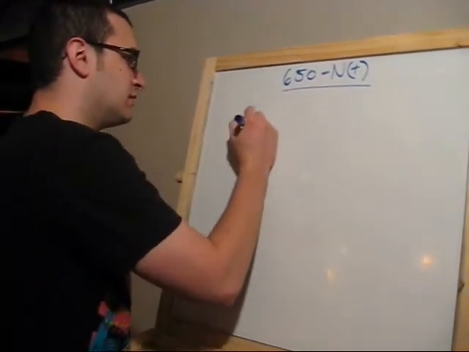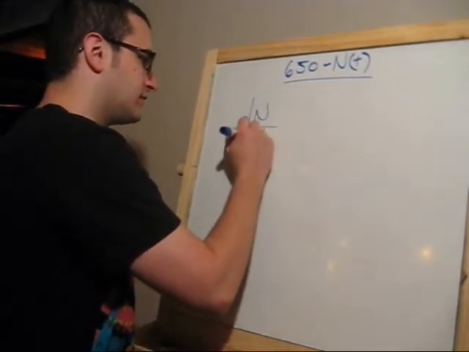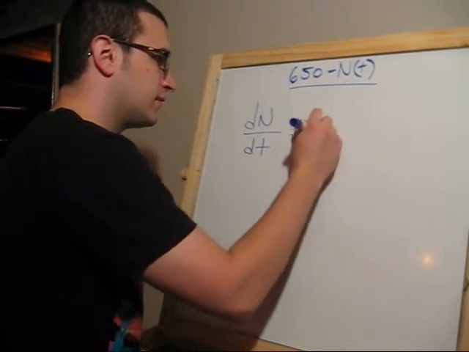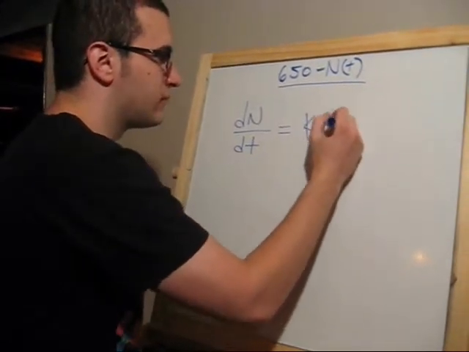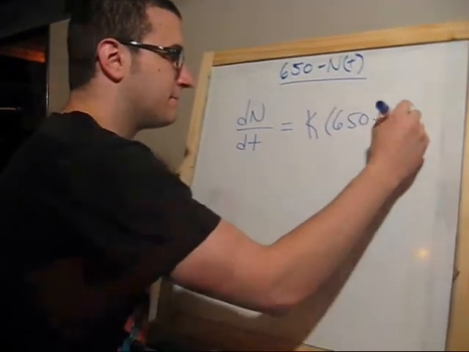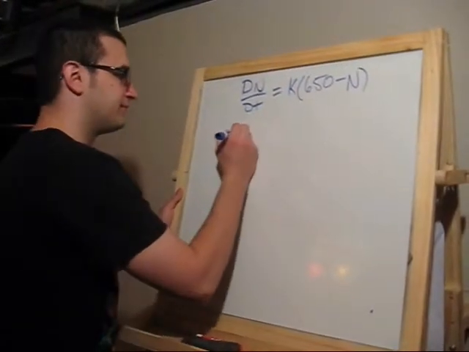Because the rate of change is directly proportional to this, you could rewrite it as the differential equation dN over dt equals k times 650 minus N. Now we're going to write this in differential form.